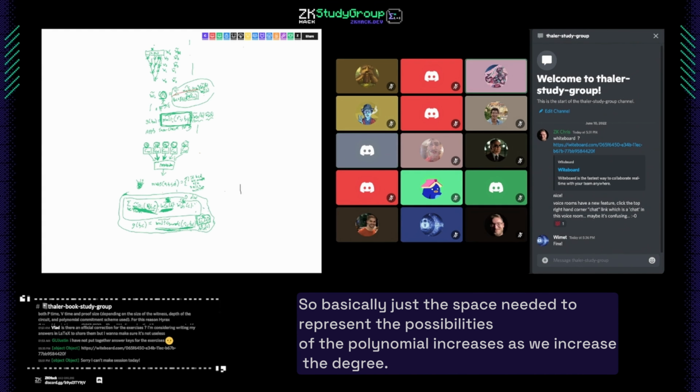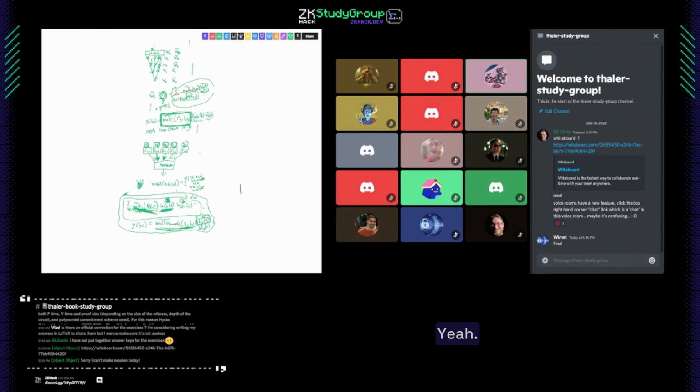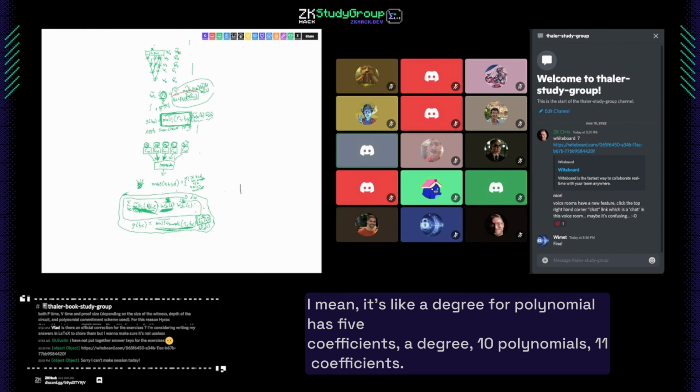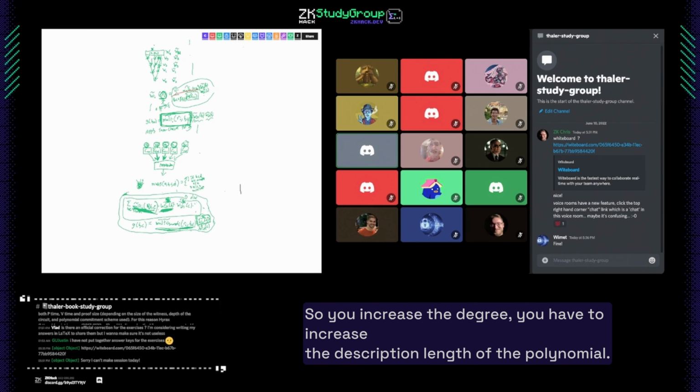I think I understand. So basically the space needed to represent the possibilities of the polynomial increases as we increase the degree. Yeah. I mean, a degree 4 polynomial has 5 coefficients, a degree 10 polynomial has 11 coefficients. So as you increase the degree, you have to increase the description length of the polynomial.